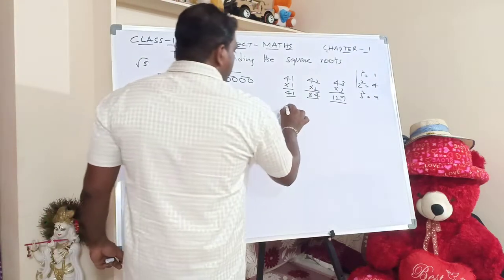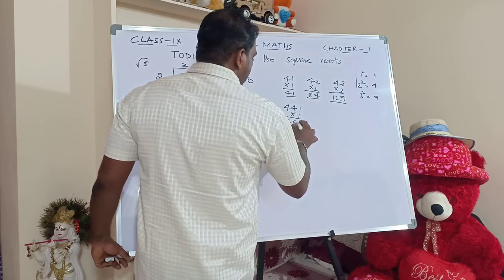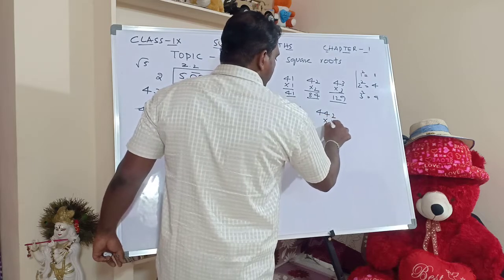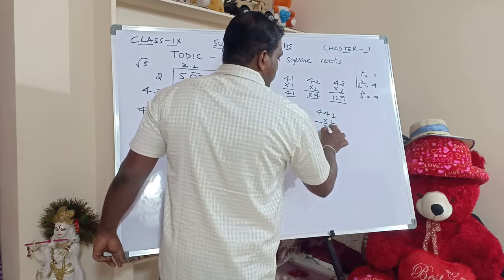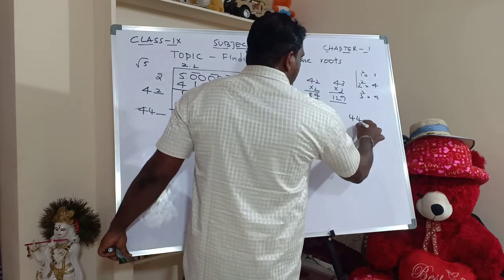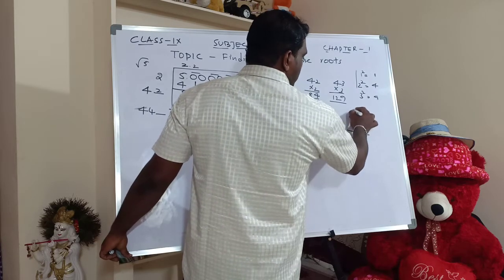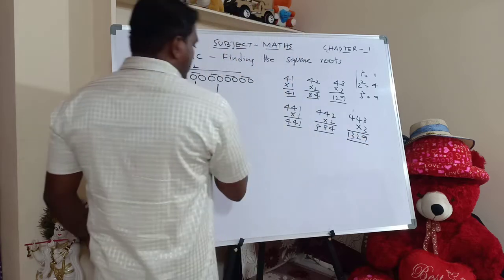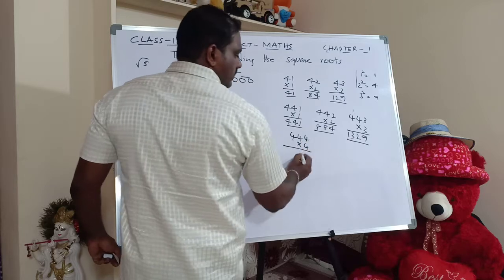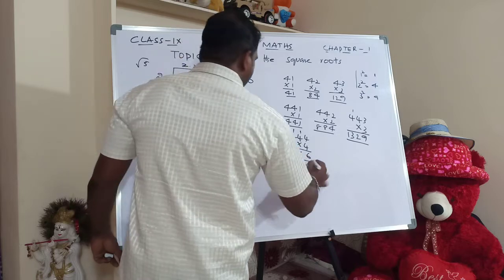Same. 441 into 1. 441. 442 into 2. 2 twos are 4. 2 fours are 8. 443 into 3. 3 threes are 9. 3 fours are 12, 13. Then next 444 into 4. 4 fours are 16, 17.